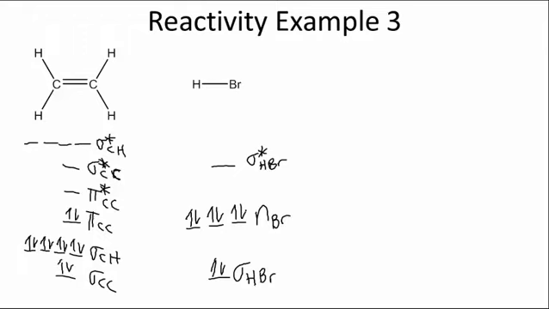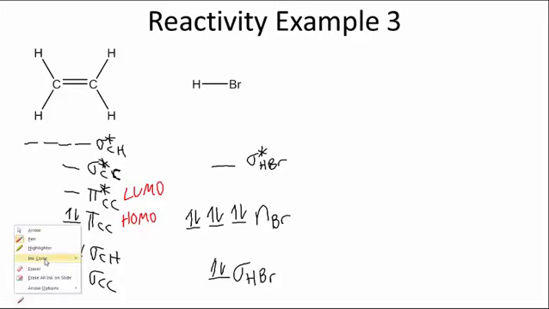All right, so now I have to decide who's going to be the donor, who's going to be the acceptor. And there's not necessarily a clear winner. I could start by just identifying the HOMO and the LUMO for each. So for the molecule on the left, what's the highest occupied molecular orbital? Pi CC. What's the LUMO? Pi star CC is the LUMO.